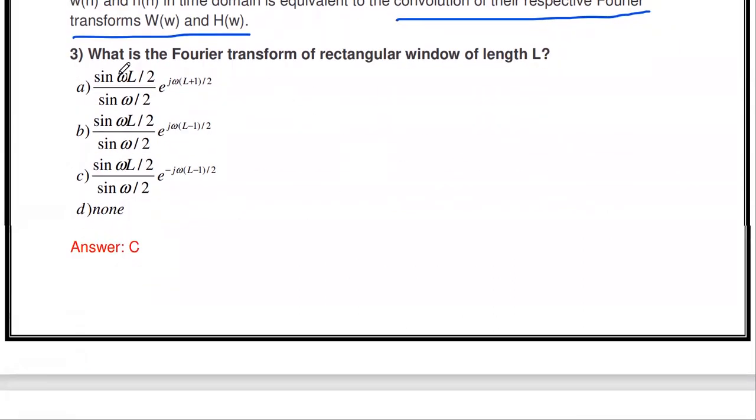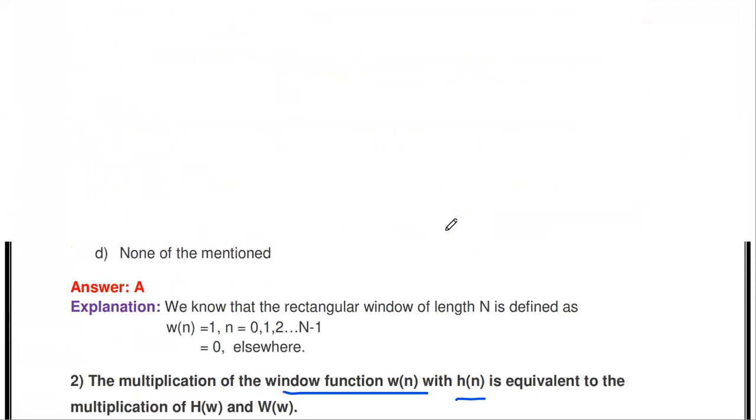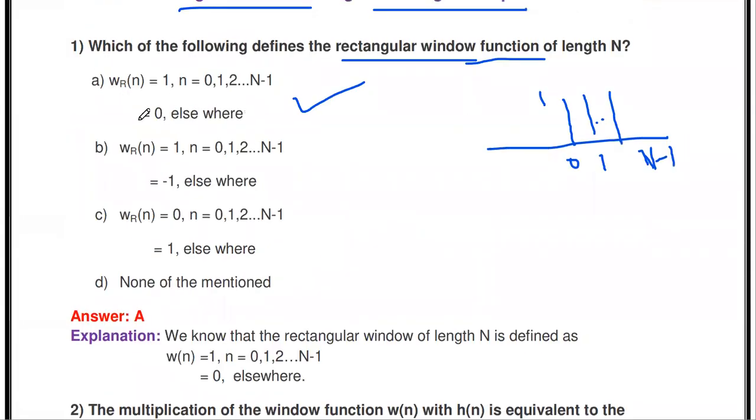Then the next question: what is the Fourier transform of a rectangular window of length L? If you take the Fourier transform of this rectangular sequence, W_R of n is equal to 1 for n equal to 0 to N minus 1, and 0 elsewhere.